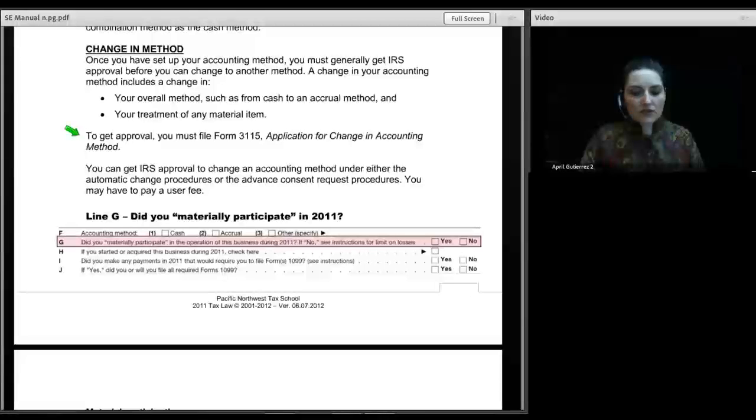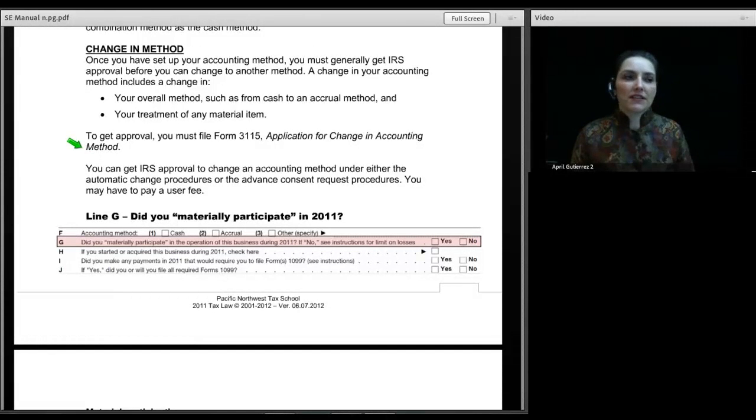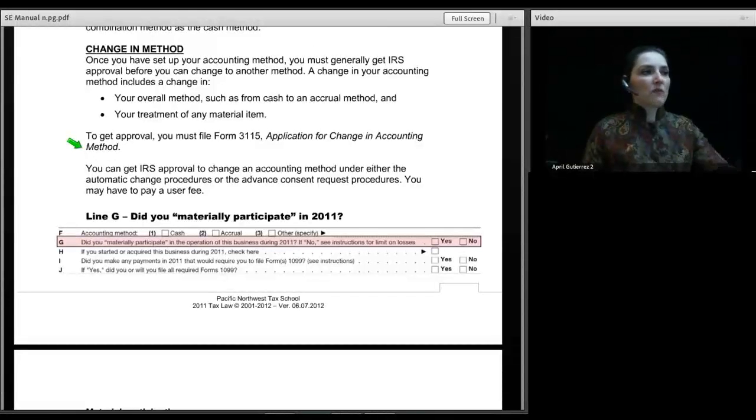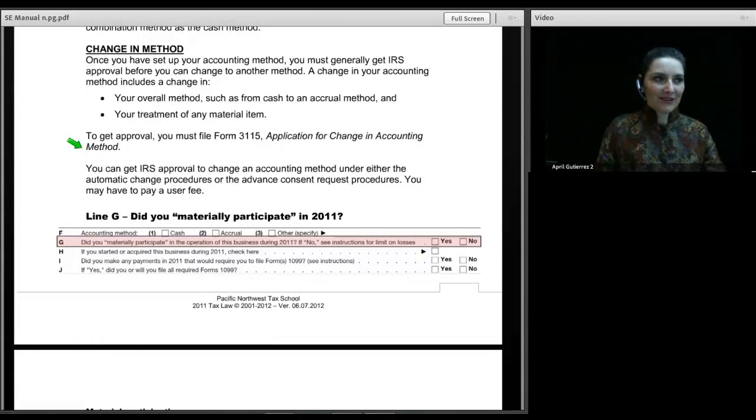It's not just like you check the cash box one year and the next year you go, oh, I'm going to switch to accrual. The IRS doesn't like that. If you want to switch from cash to accrual or accrual to cash, you have to file a form, Form 3115, Application for a Change in Accounting Method. And when you do that, you have to account for all of the differences to make sure that moving from one year to the next, you don't somehow lose income that you don't pay tax on.